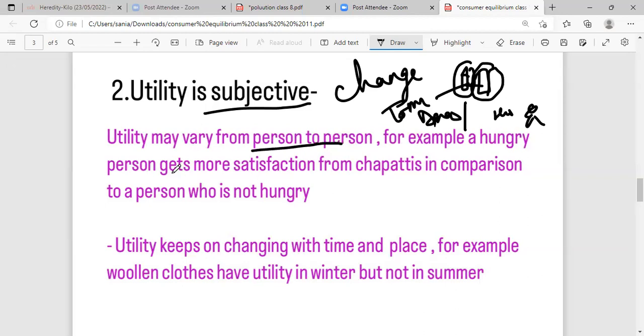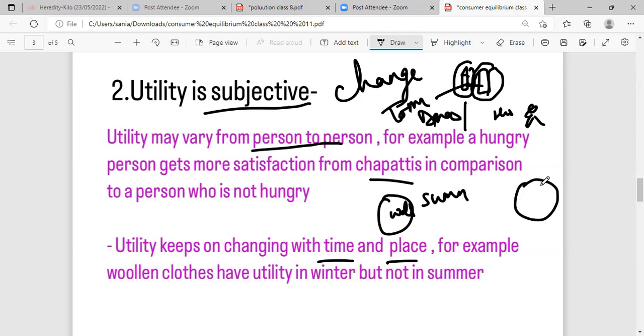For example, a hungry person gets more satisfaction from chapati in comparison to a person who is not hungry. So utility keeps on changing with time and place. For example, if you are in India, maybe summer season is going on, right? So right now, for you, woolen clothes are not so important. But if you went to some other country, maybe somewhere frozen, there woolen clothes will give you more satisfaction, right? So utility keeps on changing with time and place. For example, woolen clothes have utility in winter but not in summer. So it keeps on changing.